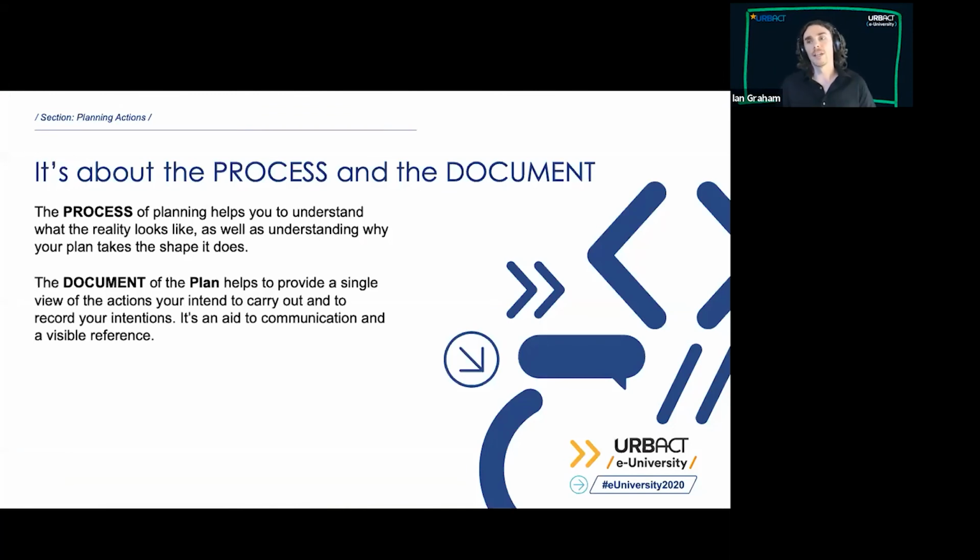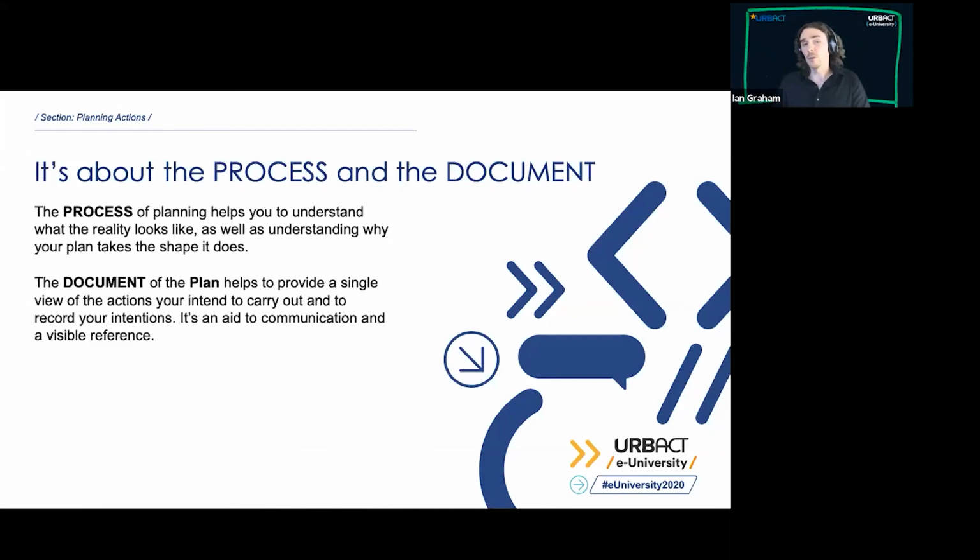The document side of it helps you get to a single view of actions and allows you to test out a shared view. You're looking at the same documented plan. Do you agree this is what you're going to do? Do you have the same view on it? And it gives you a starting point of what you intended to carry out, a visible record. So you can say, this is what we intended at the beginning, and this is where we're going to go. That acts as a communication aid as well, because it helps you to communicate your plan to other people and give them a point of reference to look at.